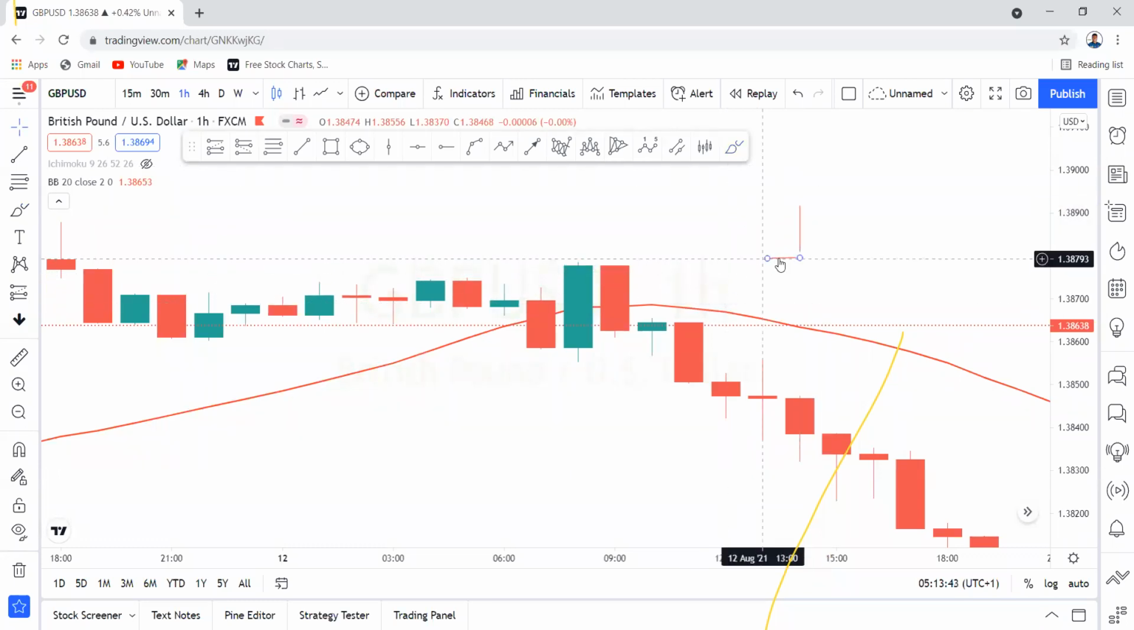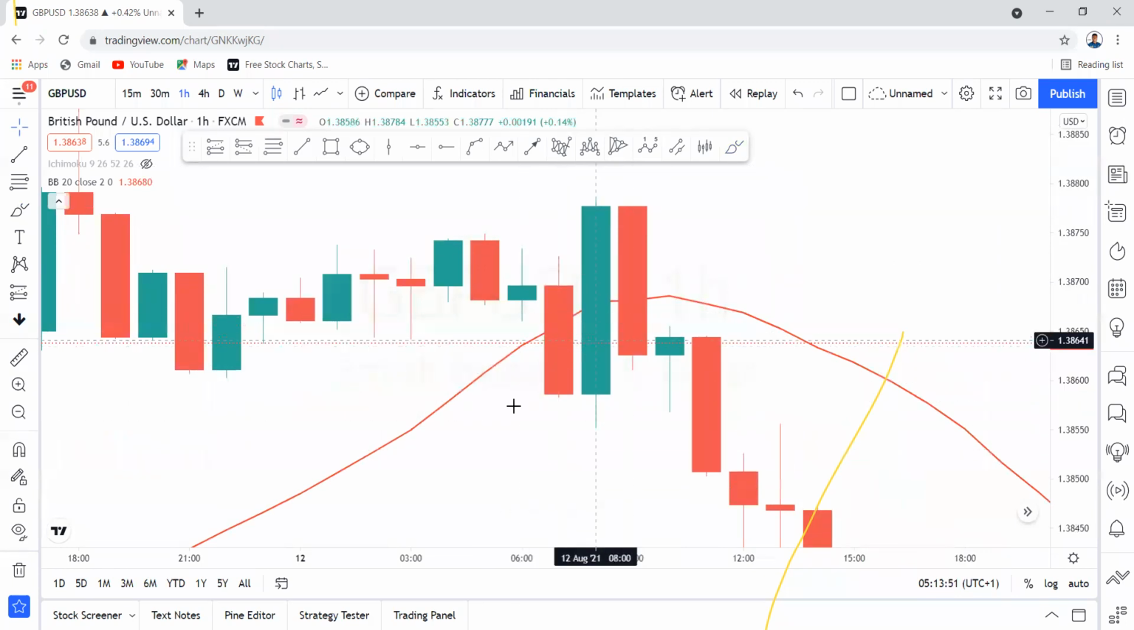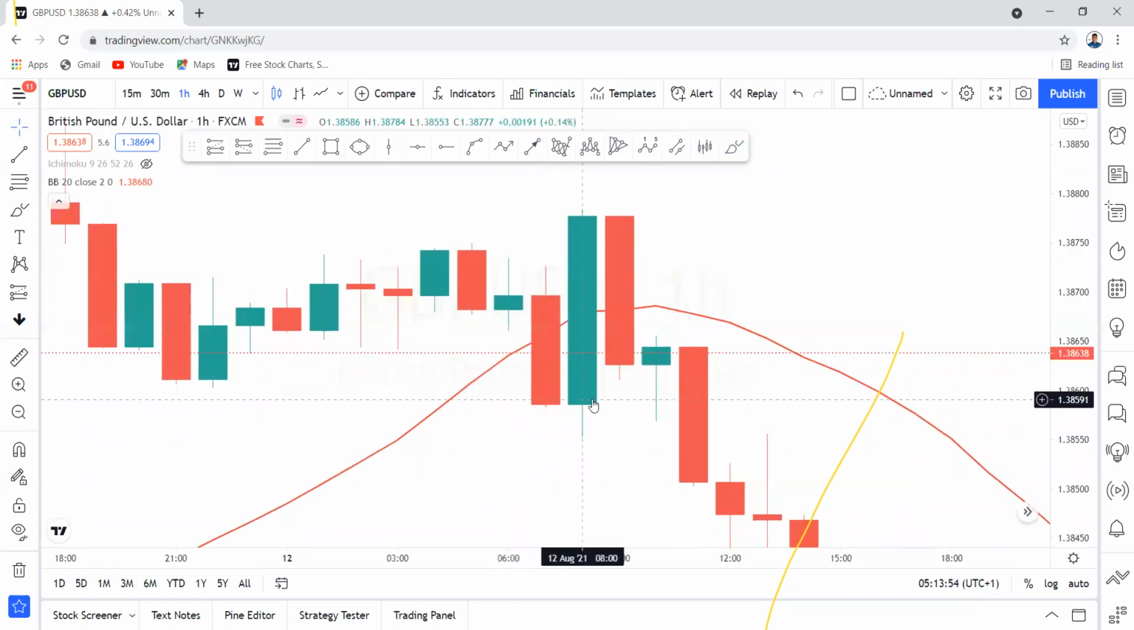The bullish candlestick right here is a big bullish candlestick. I want you to follow me closely so that we get all the parts. Follow my mouse. This is a bullish candlestick. With a bullish candlestick, the market closes above the open price. So this is where this market started. It started at this level, at the price of 1.38586. So that was the open of this candlestick.